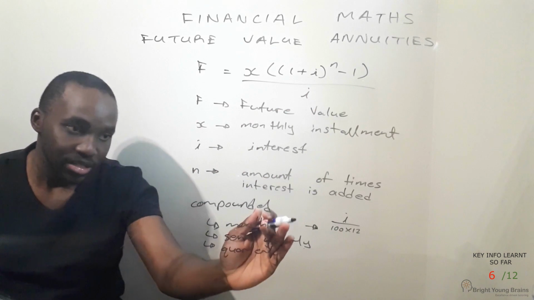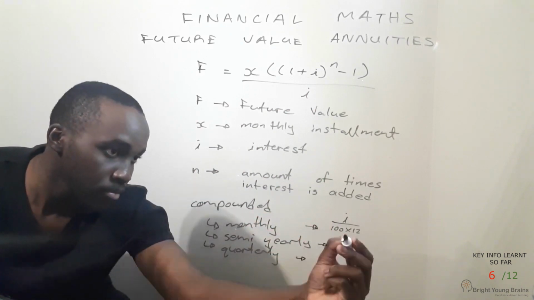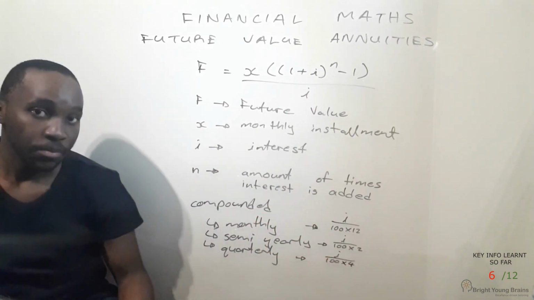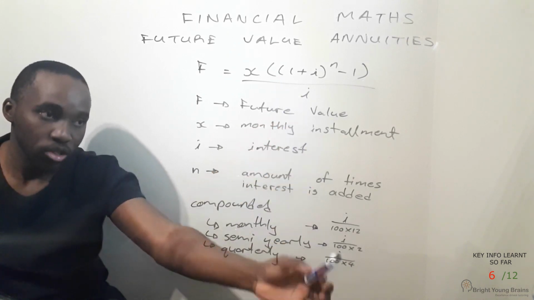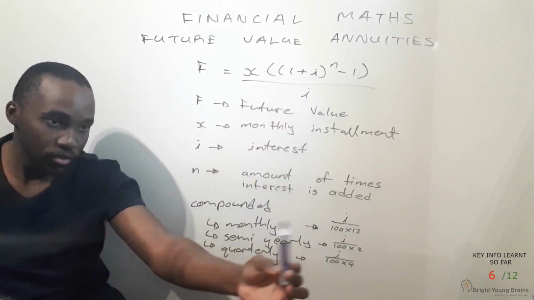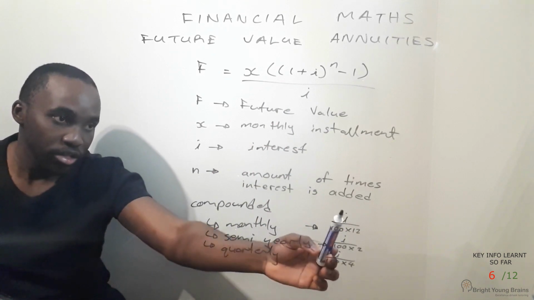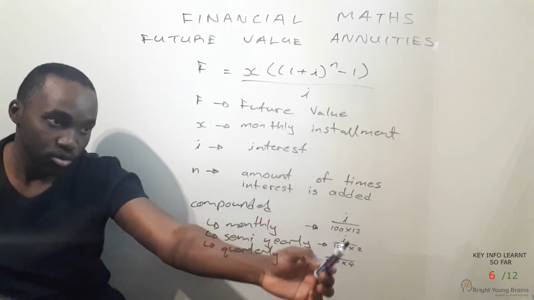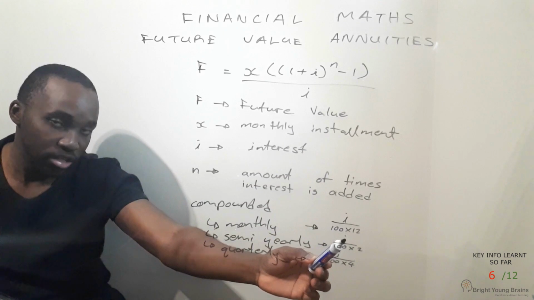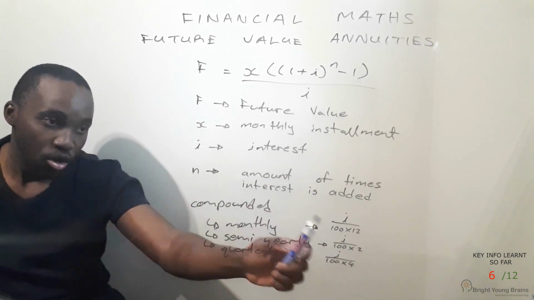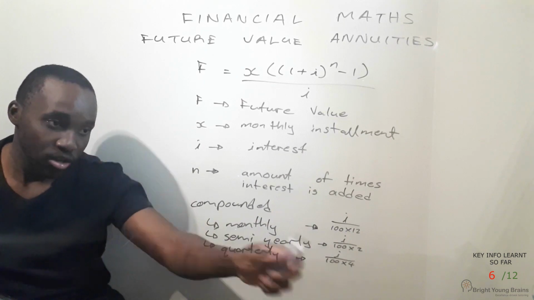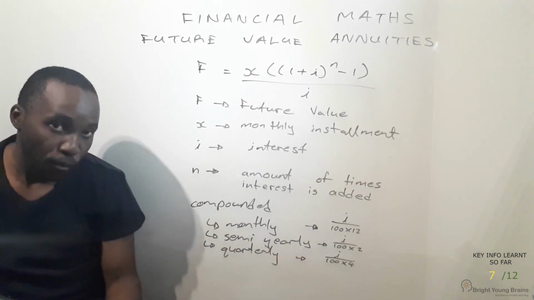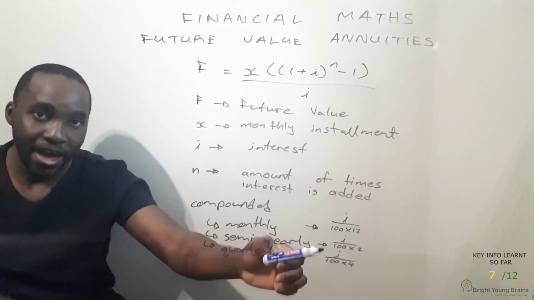If it's compounded semi-yearly or quarterly, you need to keep in mind that in the slot where I is in your formula, this is what you will need to put there. If it's compounded monthly, you need to say your interest over 100 times 12. Semi-yearly, it's the interest value that you're given over 100 times 2. If it's quarterly, it's the interest value that you're given over 100 times 4. That's what will happen to I.